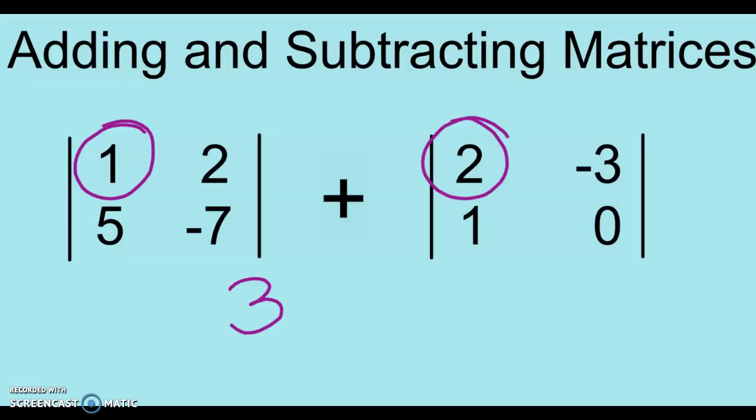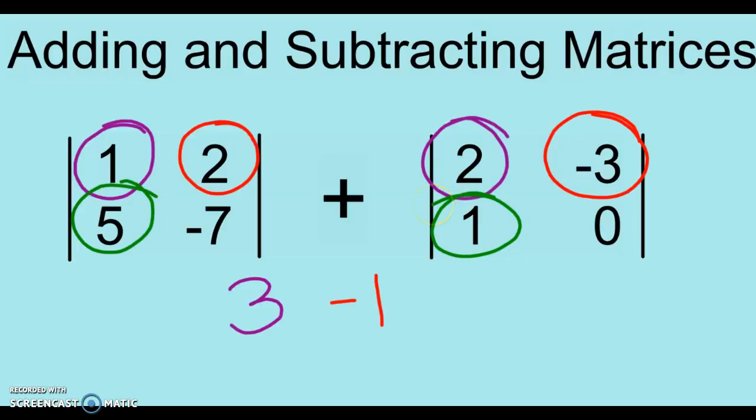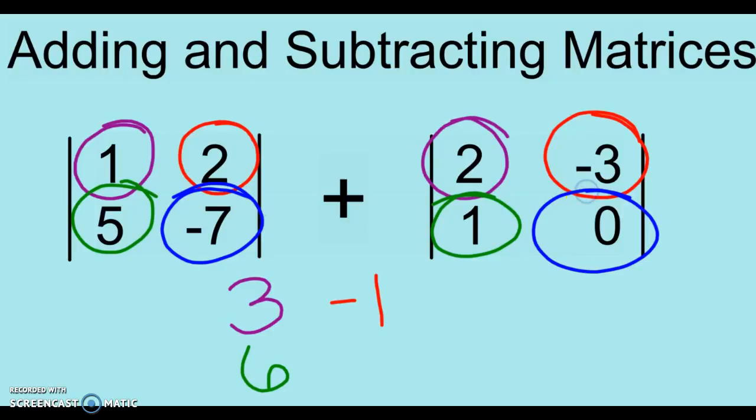Then we have 2 in the first row, second column, and -3 in the first row, second column of that one, so we've got -1. Then we've got 5 plus 1. It's almost like combining like terms. You're just taking them from the same spot. And then the last one we have is -7 plus 0, and we get -7. So our new matrix, once we add them together, is 3, -1, 6, and -7. And that's all you do when you're adding and subtracting.